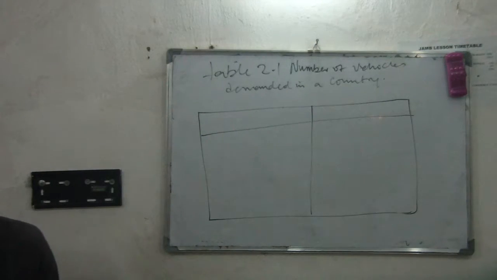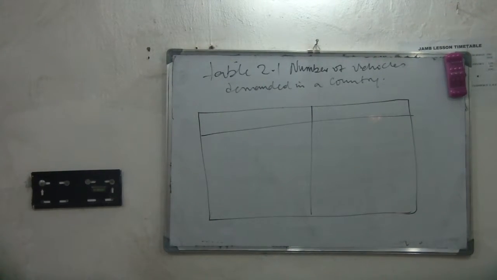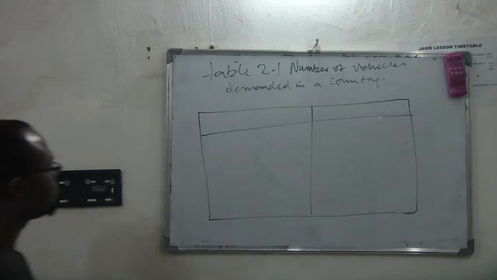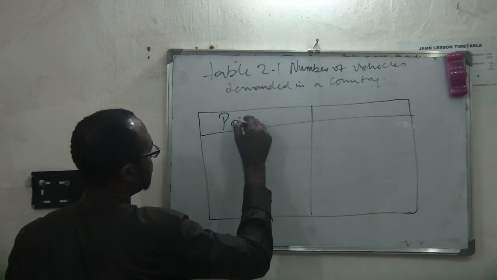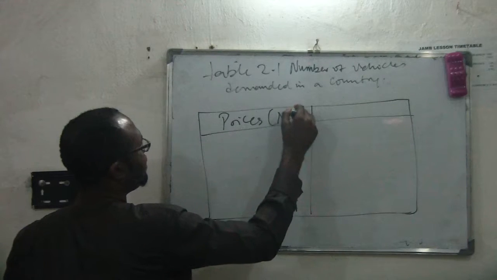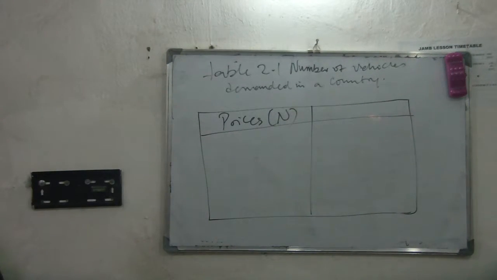So these are the systematic arrangements. It's made up of rows and what? Columns. Rows and columns. Is it not? Can you see it? Prices of the vehicles in Naira. Number of vehicles demanded.